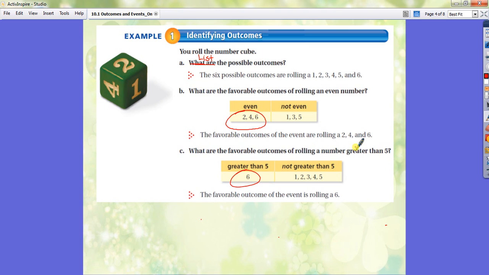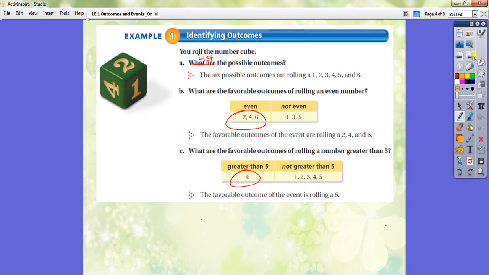And what are the favorable outcomes of rolling a number greater than 5? The answer is just 6. The answer is not 1. Yes, there's only one outcome that is greater than 5, but they want you to name that outcome: 6. And we talked in class about how if they said rolling at least 5, the answer would be 5, 6, because "at least" includes 5. So you're responsible for remembering your inequality language from earlier this year.